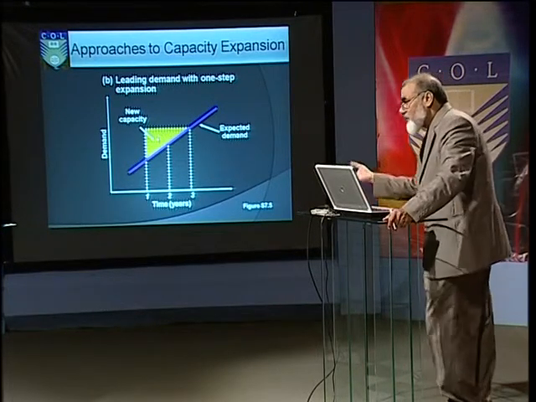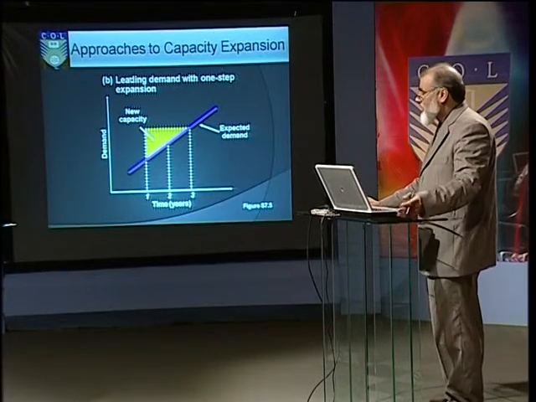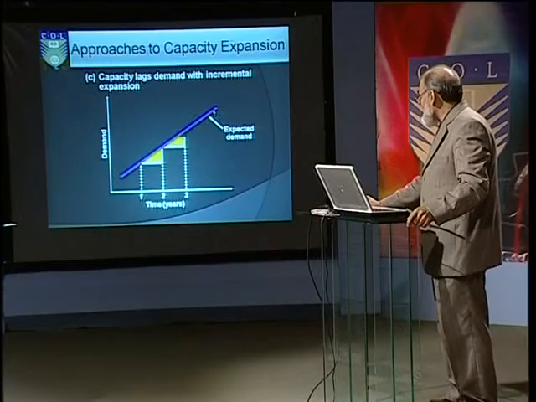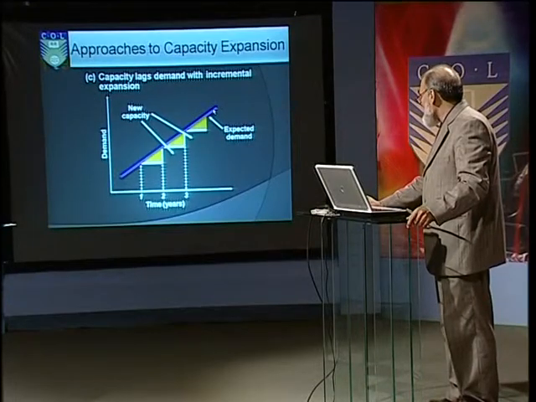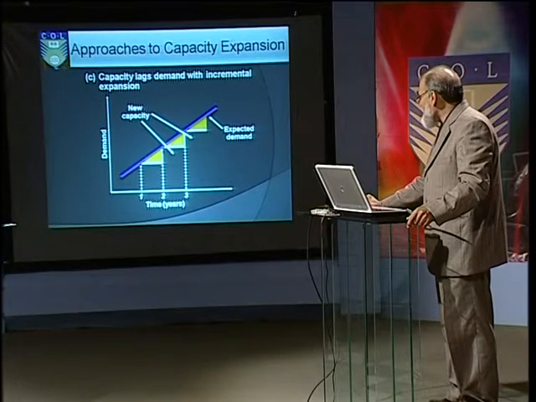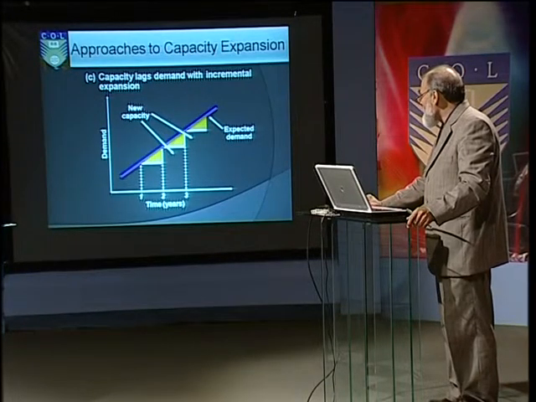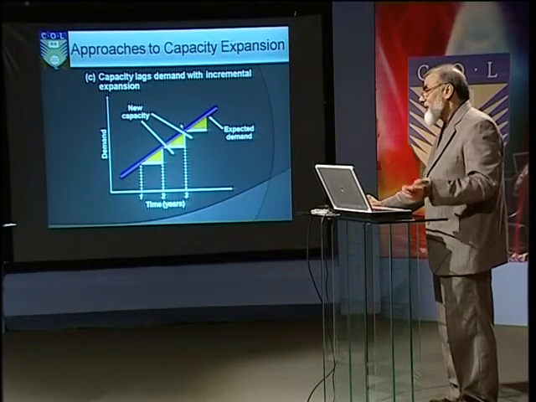But there is yet another way of doing it. That is, capacity lags demand. In this curve, we see our expected demand is here. Once our demand reaches here, then we create capacity. Our demand reaches here, we create capacity. Our demand reaches here, we create capacity. It means our capacity lags behind our demand.